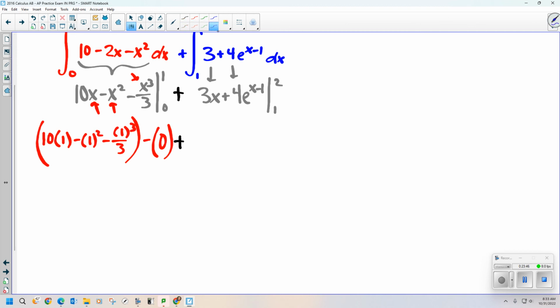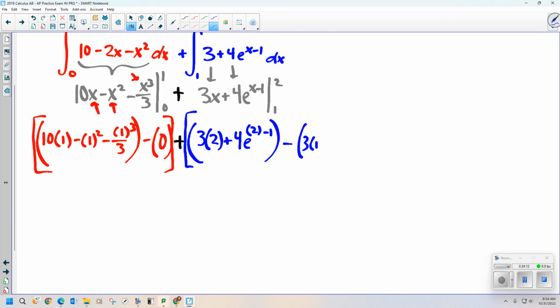Now let's throw in the 1 and 2 on the right integration. 3, the upper bound is 2 first, plus 4e to the 2 minus 1, minus, I should have done this. This is separate, and I'm going to add it to whatever this is. Let's throw in the 1. 3 times 1 plus 4e to the 1 minus 1. I feel like we've done a lot of this work already, but it's all right.